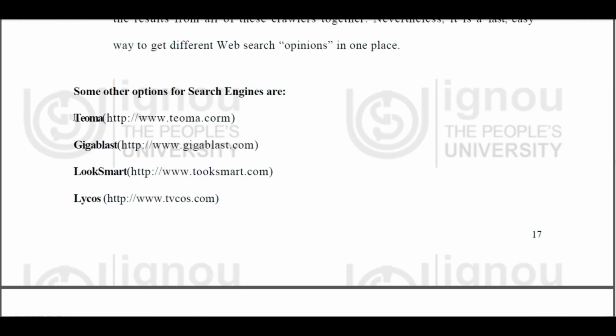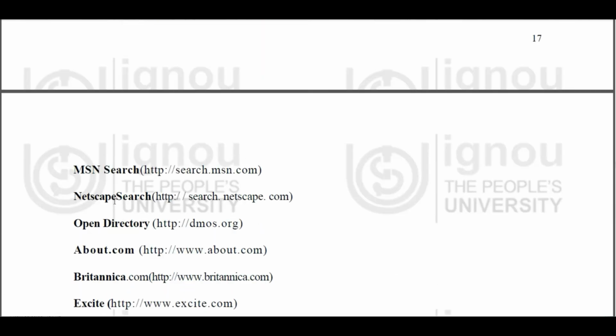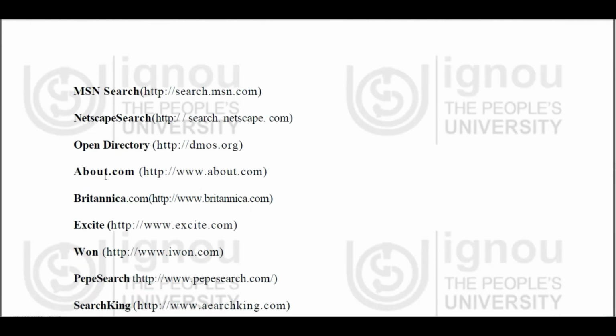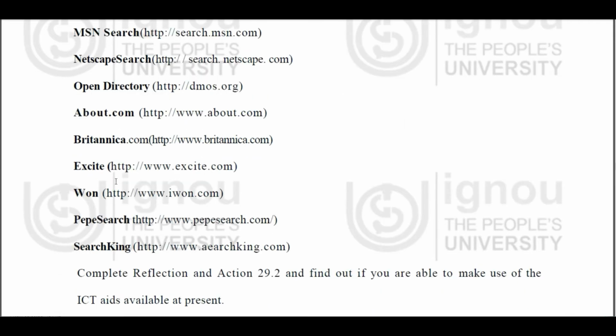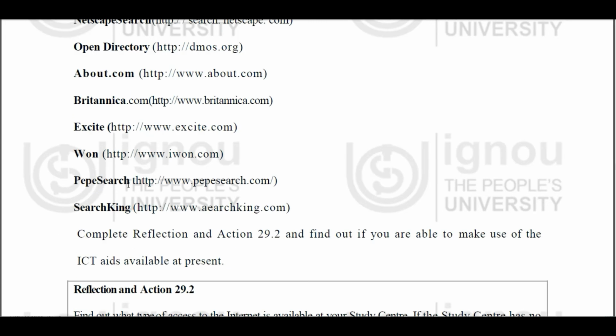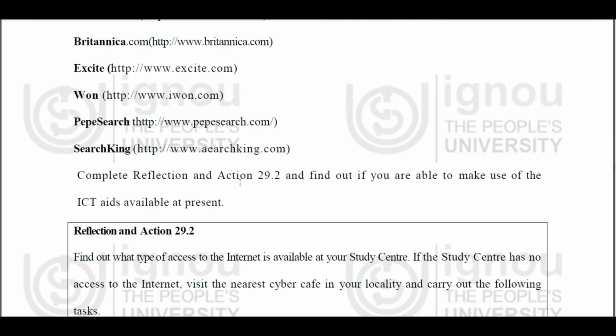Some other options for search engines are Teoma, Gigablast, LookSmart, Lycos, Netscape Search, Open Directory, About.com, Britannica.com, Excite.com, Search, PrepareSearch.com, SearchKing.com. Complete Reflection and Action 29.2 and find out if you are able to make use of the ICT aids available at present.